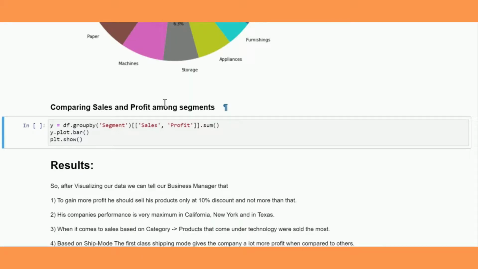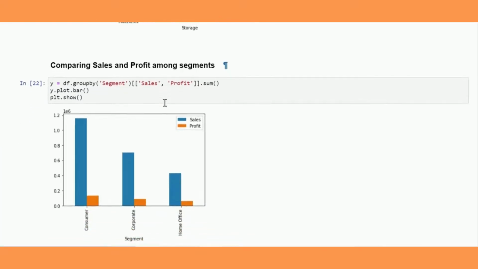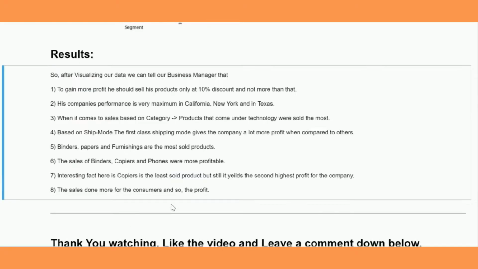Now comparing the sales by segment. Consumers buy the products more than corporate and home office, and all 3 segments give a decent amount of profit too.